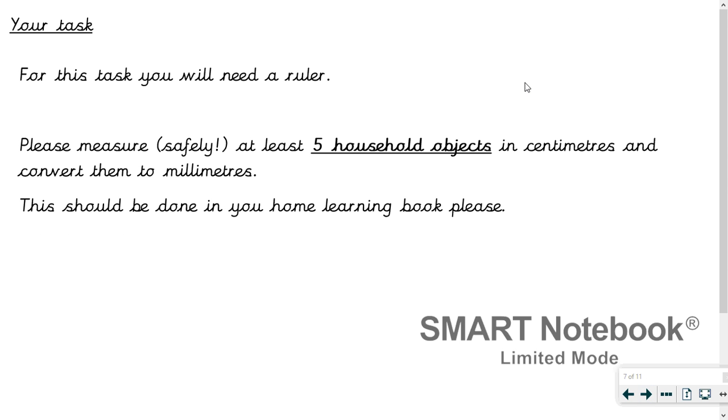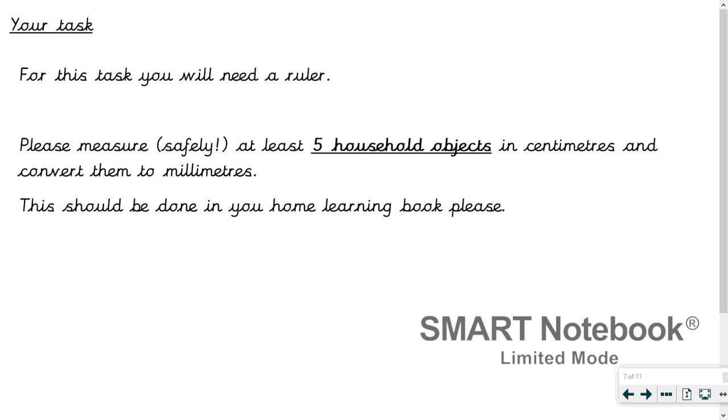So your task, now for this task you will need a ruler. I'm sure you've all got a ruler in your house somewhere. Okay, so if you haven't, you can pause the video and go off and try and find one in the house somewhere, or ask an adult if they know what a ruler is. If you really don't have one, then you will probably have to skip this bit and move on to the mathletics. I'm sure you've all got a ruler somewhere in your house.